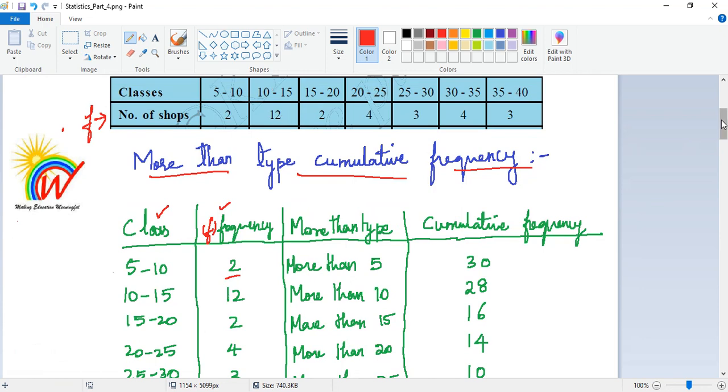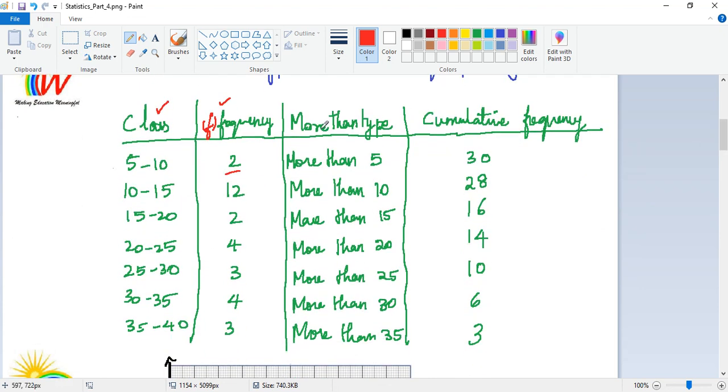Now I'm going to do the more than type. When I say more than type, I have to write down more than 5. I will not be writing more than 10, because if I write more than 10, then the 2 gets missed out. So I always write the lower limit. In more than type, we always write the lower limit: more than 5, more than 10, more than 15, so we are writing all the lower limit values of each interval.